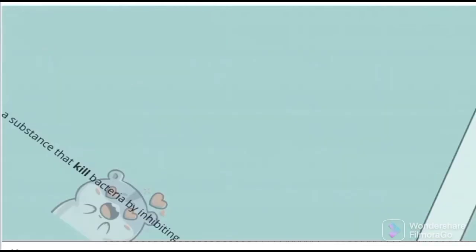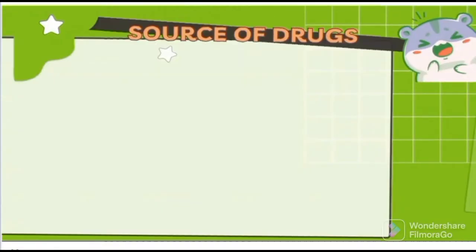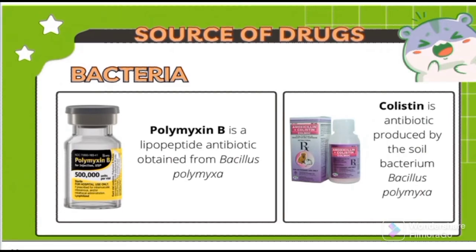Antimicrobial agents are also classified based on the source, or where the antibiotics are obtained from. In fungi, an example is cephalosporins, which are derived from the culture of the fungus Cephalosporium acremonium. Penicillium notatum is also a fungus, which is used to produce the antibiotic penicillin. In bacteria, we have polymyxin B and colistin, which are both obtained from the bacterium Bacillus polymyxa.